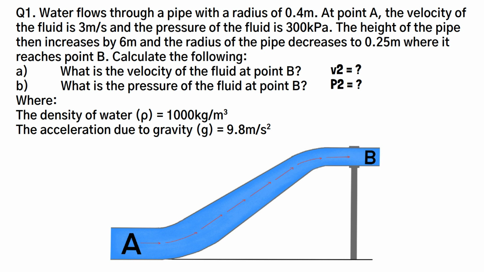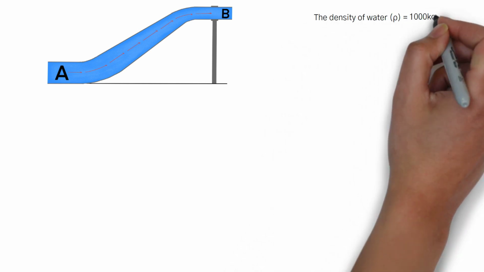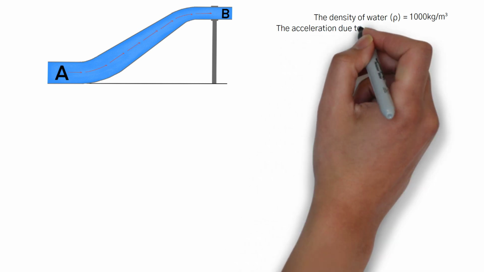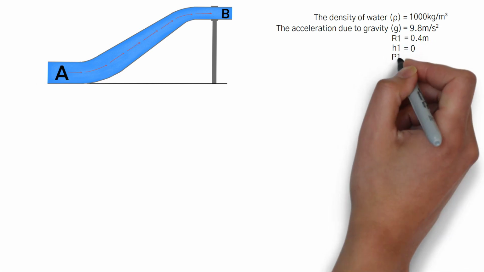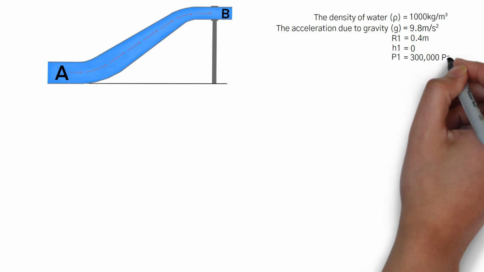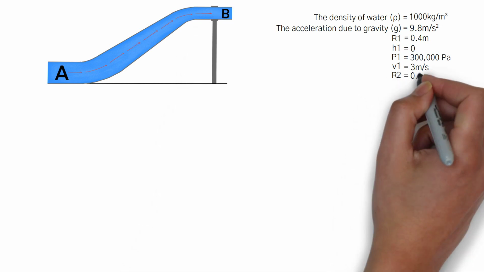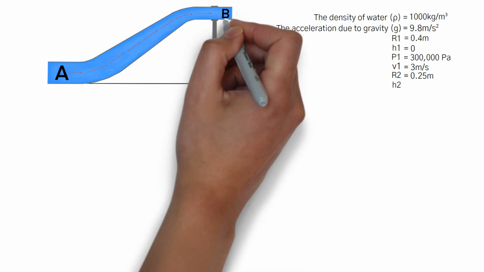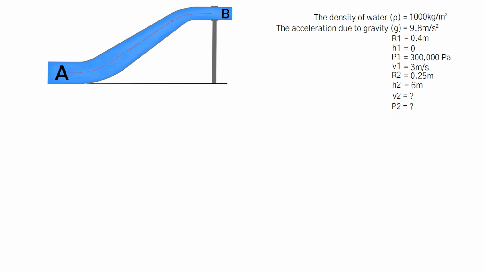We will begin by writing down the information given to us in the problem to help us solve it. It tells us the density of water ρ equals 1000 kg per metres cubed. The acceleration due to gravity g equals 9.8 metres per second squared. R1, the radius of the pipe at point A, equals 0.4 metres. H1, the height at point A, equals 0. P1, the pressure at point A, equals 300,000 pascals. V1, the velocity at point A, equals 3 metres per second. R2, the radius of the pipe at point B, equals 0.25 metres. H2, the height at point B, equals 6 metres. And we are going to find V2 and P2, the velocity and pressure of the fluid at point B.